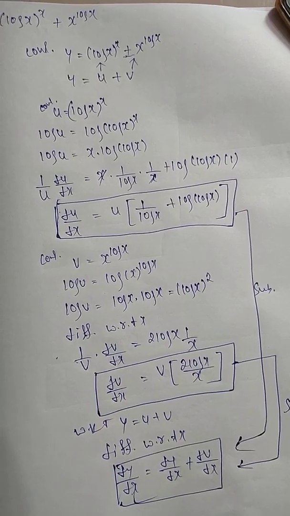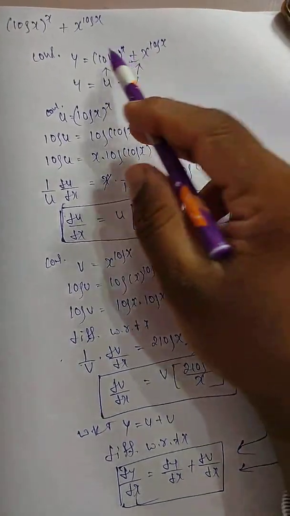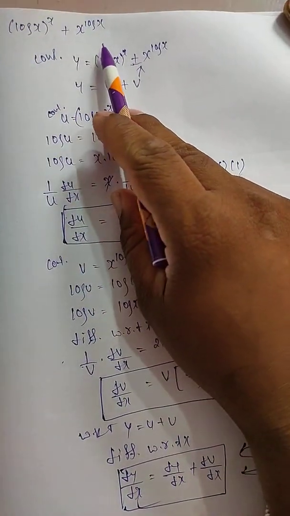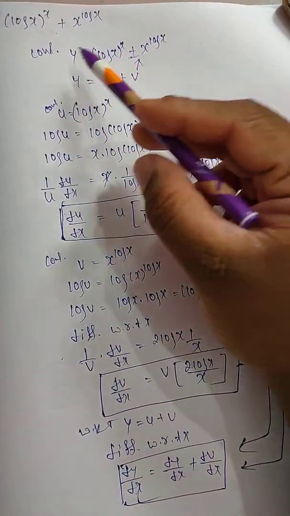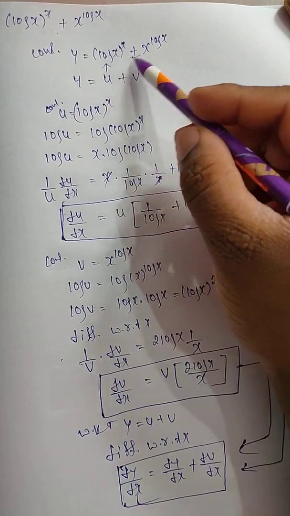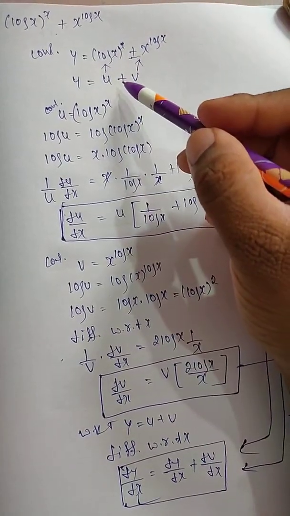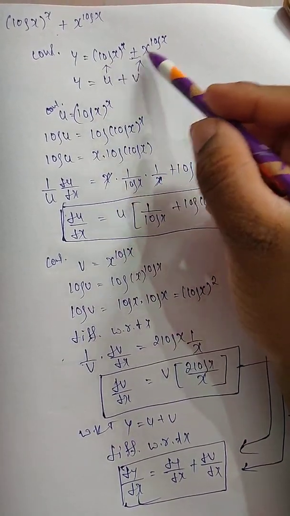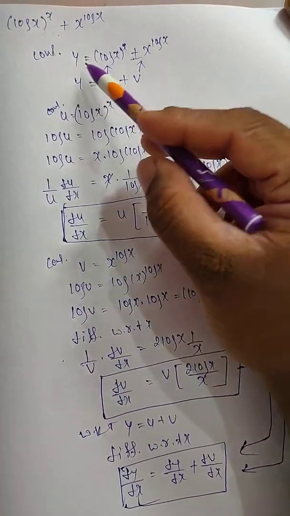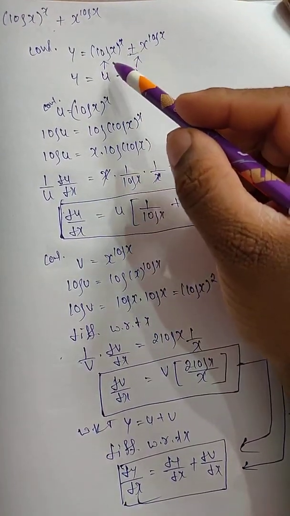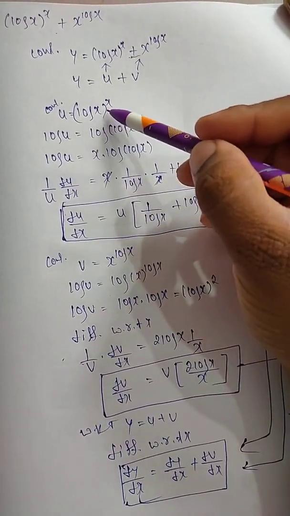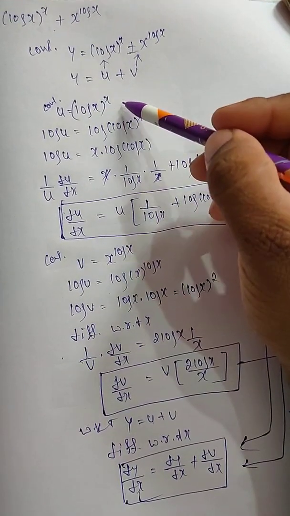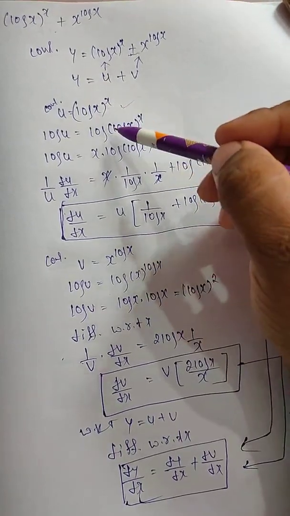Here this is the given problem, log x to the power of x plus x to the power of log x. We can't differentiate this problem directly. So consider y is equal to log x to the power of x plus x to the power of log x. Now we take them separately, y is equal to u plus v. We can't differentiate directly, so we are taking separate substitutions. So u is equal to log x to the power of x. We can't differentiate this function directly even now.